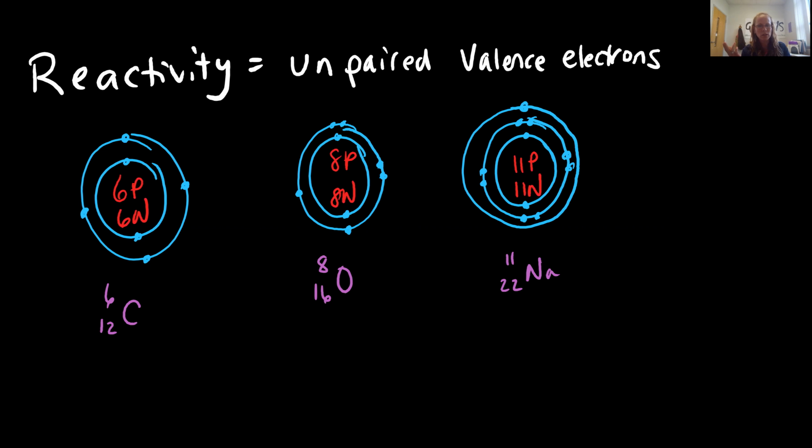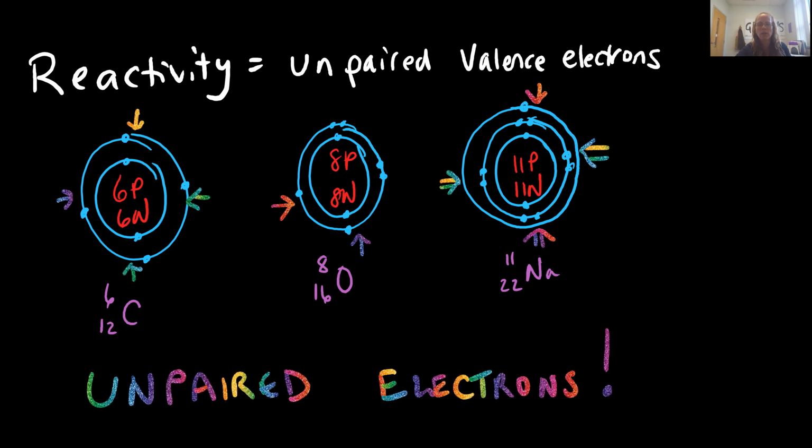Okay, do the same thing for oxygen. Notice that in the outermost shell, we have 2 unpaired electrons. So again, reactive. Look at sodium. There's only 1 lonesome electron in that outermost shell, so definitely reactive. So it doesn't matter how many shells we have or how many total electrons we have. The question is just, well, look at the outermost shell, look at that valence shell, and use that to determine whether or not your atom is reactive.